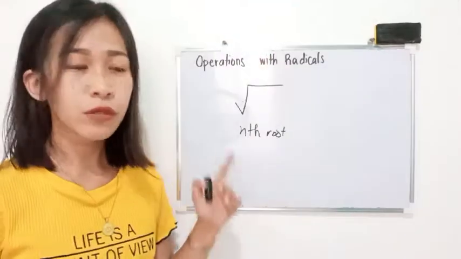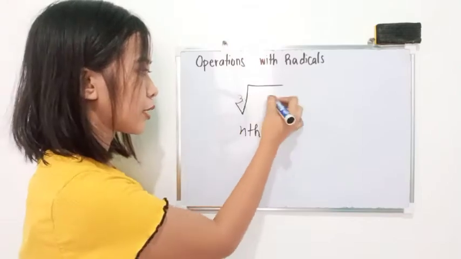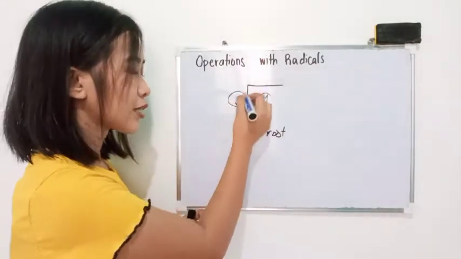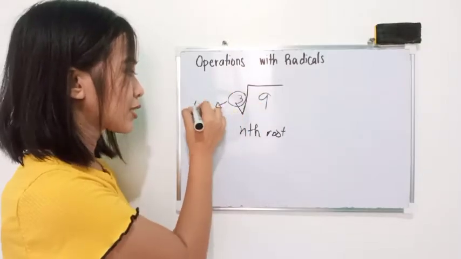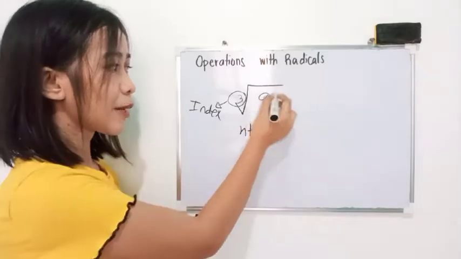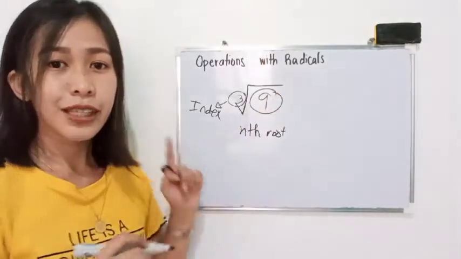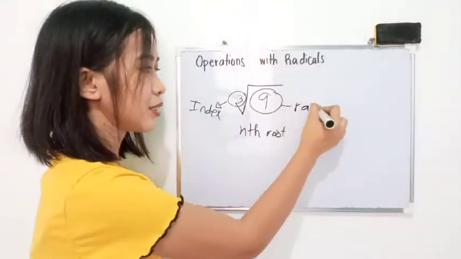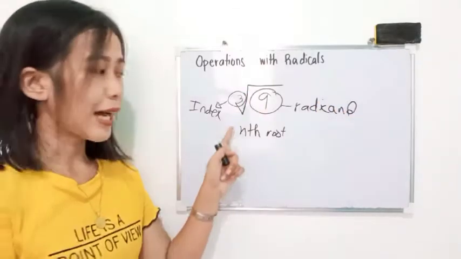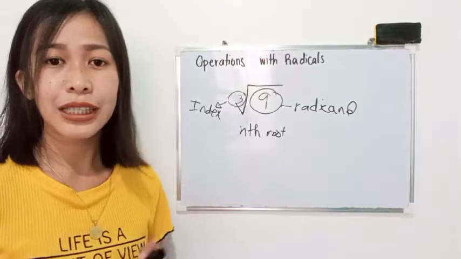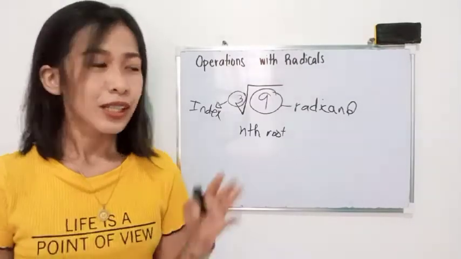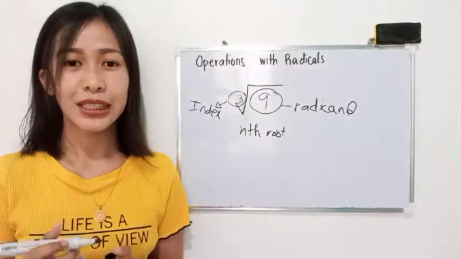Alright? Like for example, we have cube root of 9. Ayan. So, ang tawag dito is the index or the indices. Index. Ayan. And dito naman sa nasa loob, ang tawag dyan is the radicand. Radicand. And this sign, ayan, ito nga yung sinabi ko kanina, that is what we call the radical symbol. Alright, so ito yung nilalaman ng isang radicals.